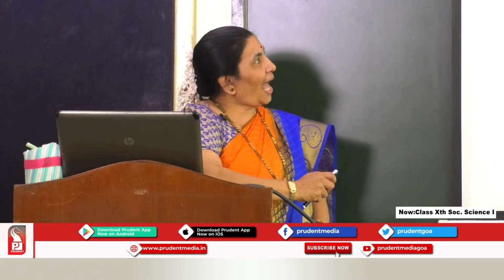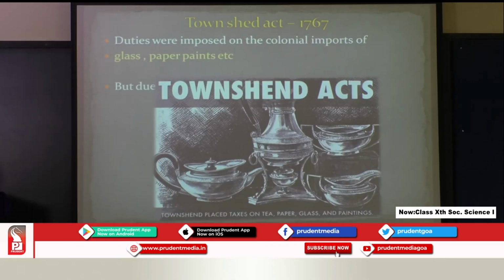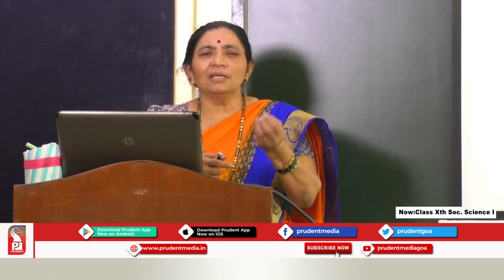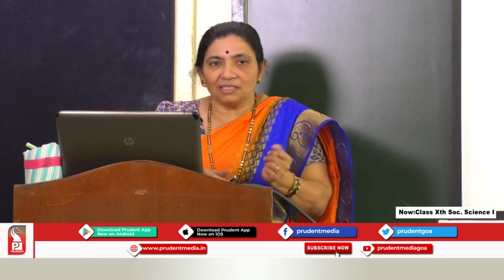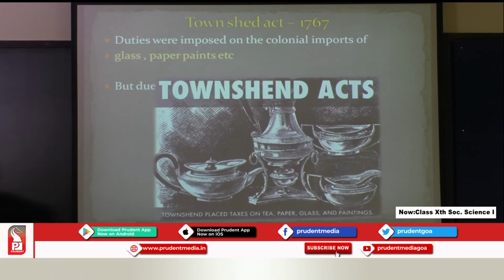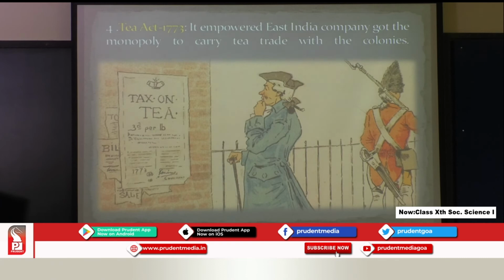Next important act, even after refusing, was the Townshend Act in 1767. Now, on what was this imposed? This was also imposed on simple things like glass, paper and paints. Very simple things, students. But on this also they were imposing duties and collecting the revenues. Last one and the important act which was passed was the Tea Act.